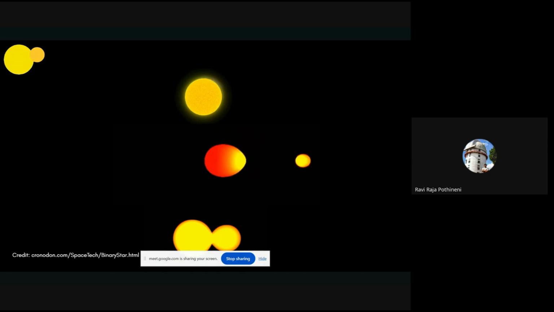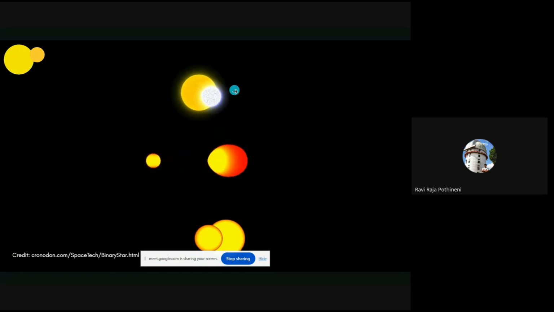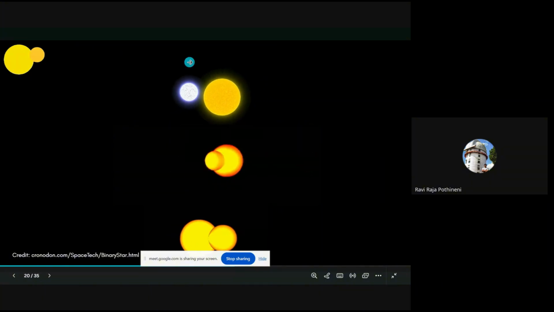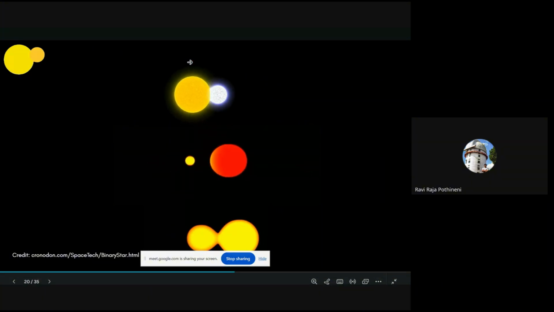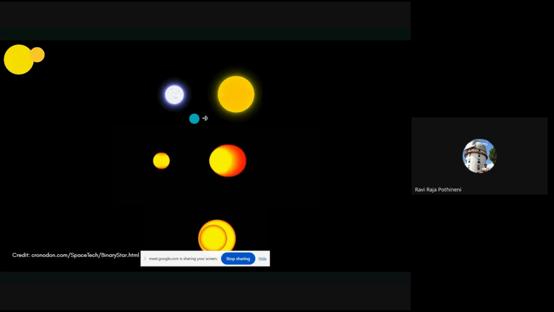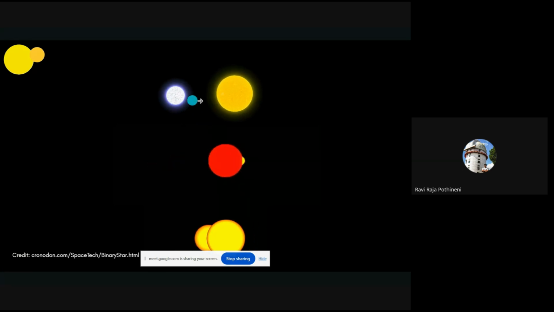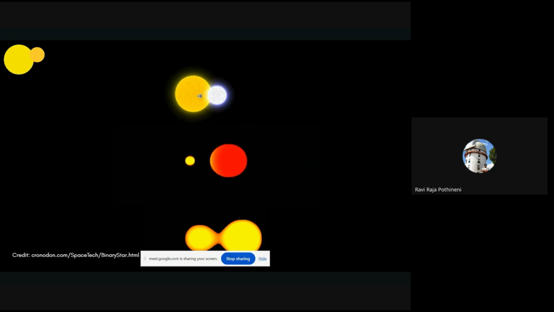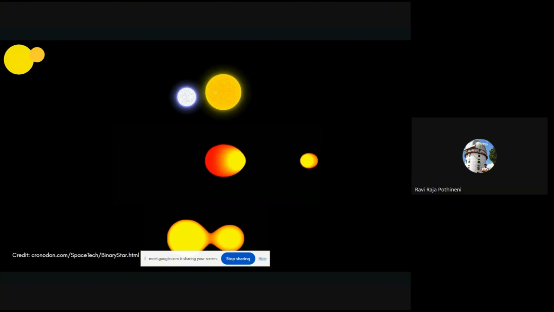Before going to how it is helpful, eclipsing binary stars are again classified into three types based on how they evolve. Here you can see the first one, there are two stars which are like exact spheres and they are well separated. There is a clear separation between them. Such binaries are called detached binaries.